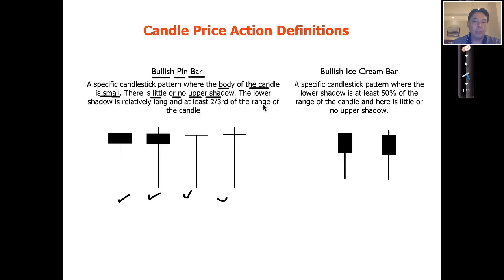And here's the important thing. The lower shadow has to be long. So for a bullish pin bar, you want a small body and a long tail, a long lower shadow. Think of a little sperm. And again, what is long? Long means the lower shadow or tail has to be at least 2/3 of the range of the candle. So this is just an approximation.